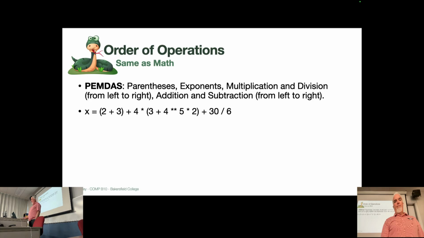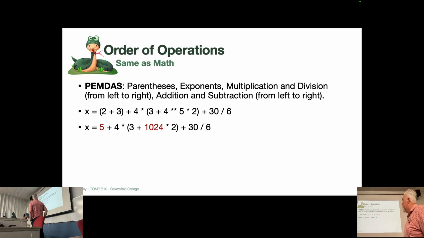So what do I do? I use this order of operations. Maybe I start with the parentheses, the innermost parentheses. In this case, this parenthesis resolves to 5. Inside these parentheses, I use the order of operations, and I say, okay, there are no parentheses inside here, but there is an exponent. So I take that exponent, 4 to the power of 5, which is 1024.